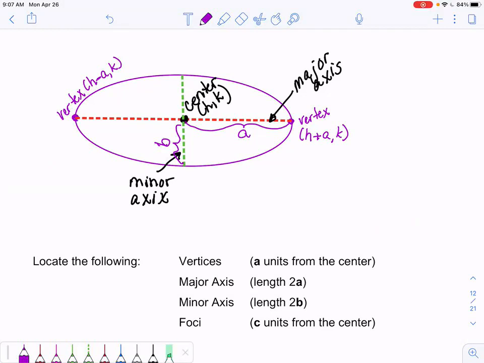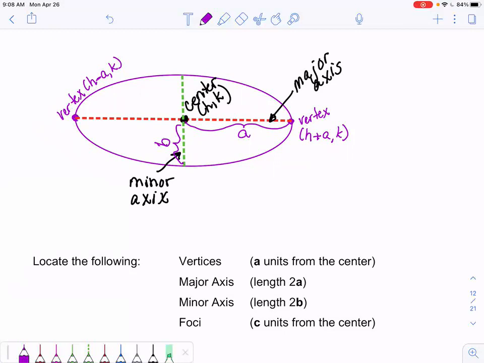So we have the width from a, the major axis, and the height, that vertical distance, is the distance of b. There is no special name for these endpoints where the minor axis is created. They're not called subvertices or anything like that. It just gets us the other dimension, in this case, the height of the ellipse. So no fancy name, just the minor axis.